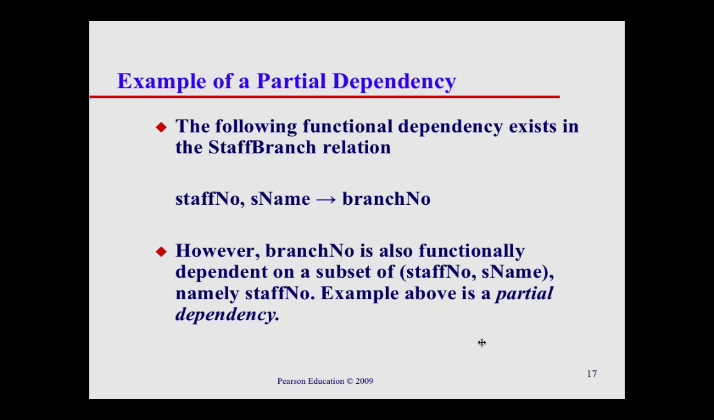Okay, so if there are too many attributes on the left-hand side, if it's not a minimal set of attributes, then we call the dependency a partial functional dependency. So it is true that the staff number and the staff member's name uniquely determines the branch at which the staff person works. But branch number is also functionally dependent on just staff number. So if I just say staff number, does that work?